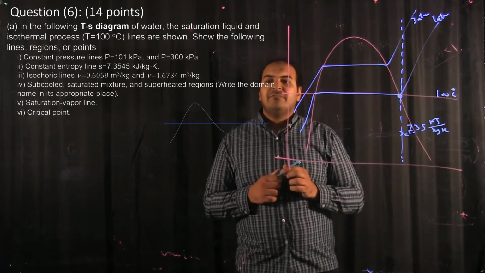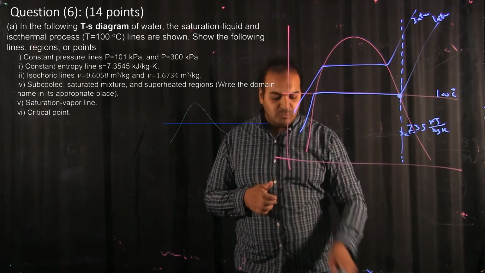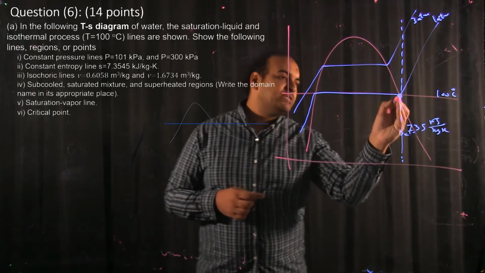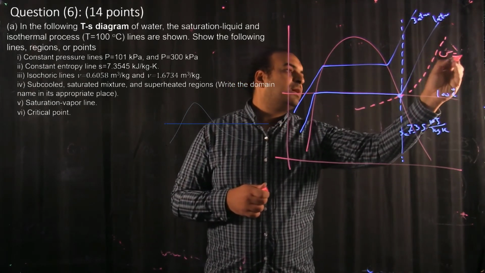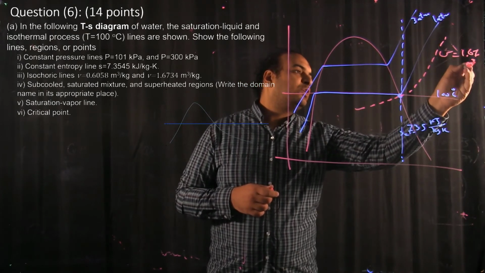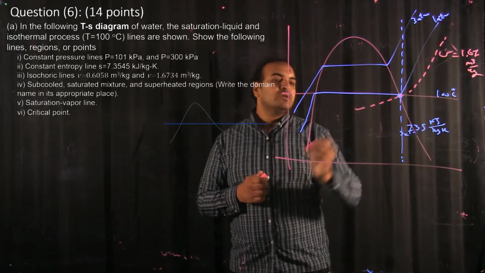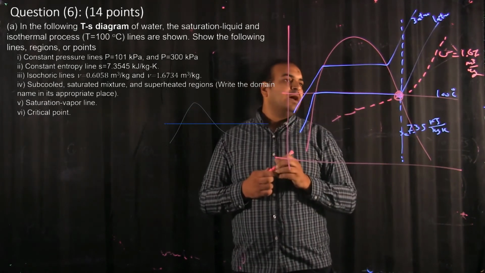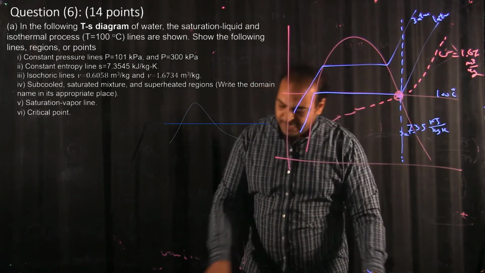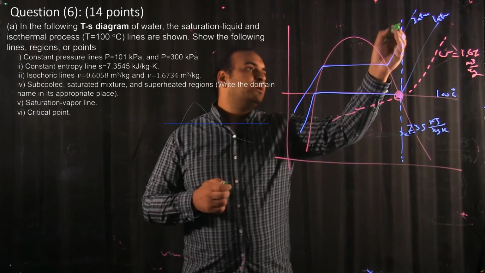I want the volume 1.67. 1.67 also is here, passing through this point, something like this. This volume is 1.67 meter cube per kilogram. So be careful, you need to pass everything through this point. The larger, the smaller the volume, actually supposed to be upper. This is also, that's here.